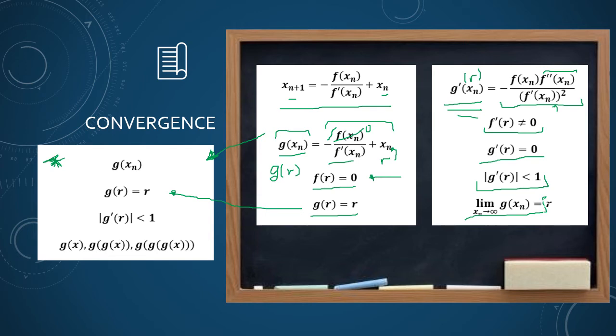g of x of n will converge to the fixed point. One thing to note is that this is only proven for a root that has a multiplicity of 1, meaning in a factorization it will only appear once.